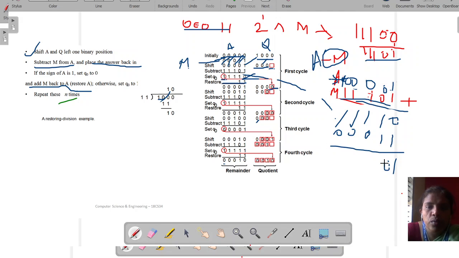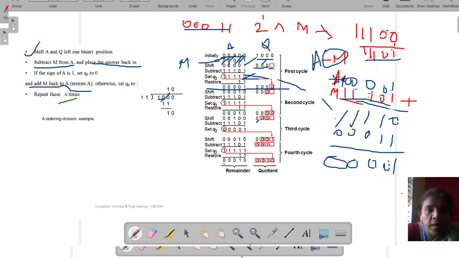Restoring, you add 1 0 1 0 0 and 0. 1 and 1 is 0 with carry 1, and the carries continue, and the final carry is discarded. So you have 4 zeros and 1. Here is your result. This completes cycle 1.